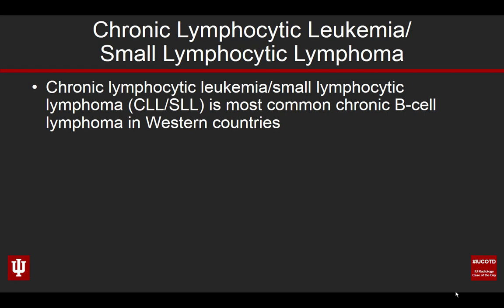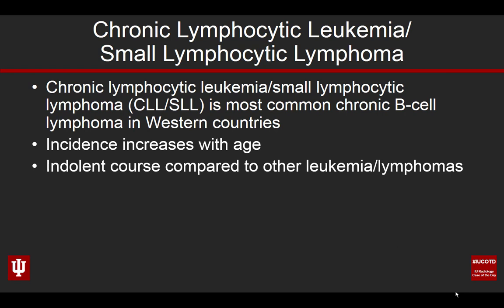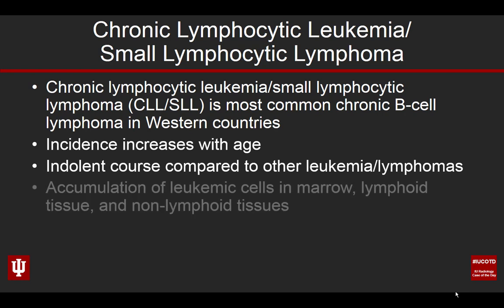So this is a patient who had chronic lymphocytic leukemia or small lymphocytic lymphoma, whatever you want to call it, kind of synonymous. This is the most common chronic B-cell lymphoma, a non-Hodgkin lymphoma, in Western countries. The incidence increases with age, so we see it more commonly in older patients, and it has a relatively indolent course compared with other leukemias and lymphomas.